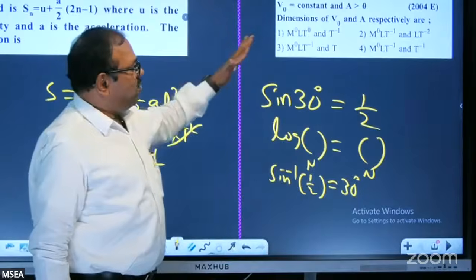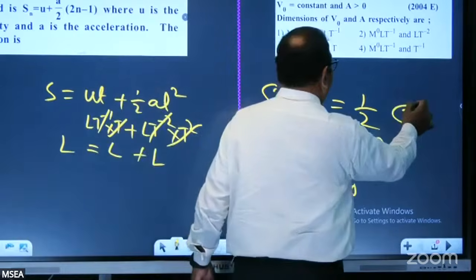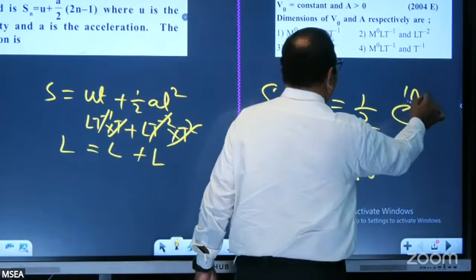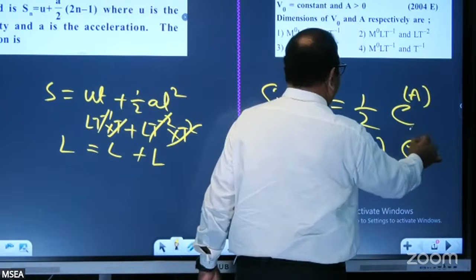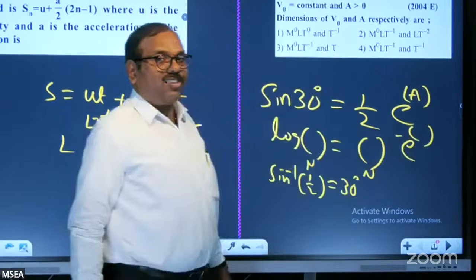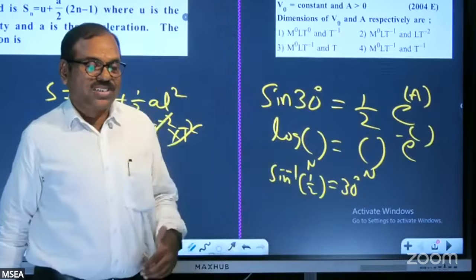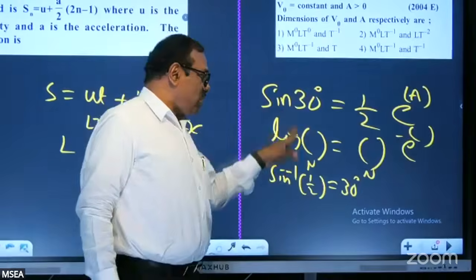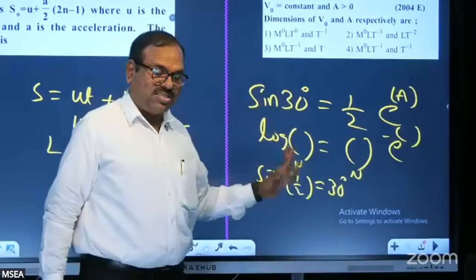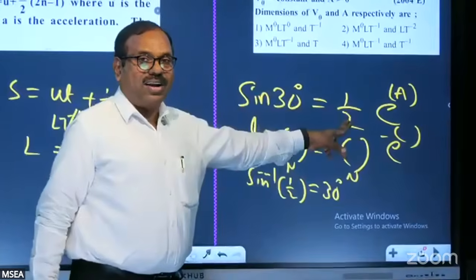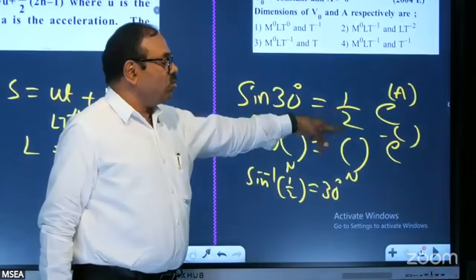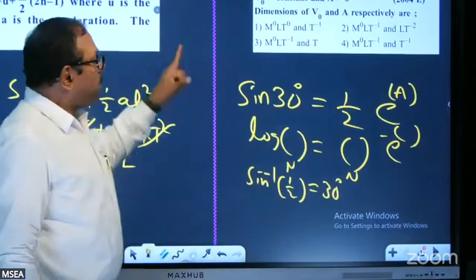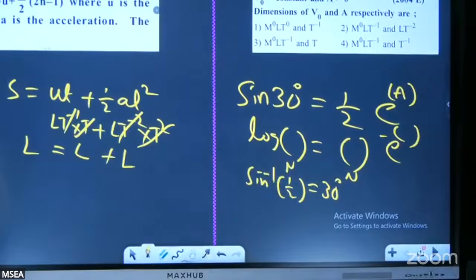Right. Now we come to the exponential, e power whatever this one is. Whatever this one is there, e power or e power minus, exponential power, logarithmic function, trigonometric function, inverse trigonometric function, associated with numbers are dimensionless. The whole thing of that is also dimensionless. It is also a number, that's why dimensionless. Based on that one, we can do this question.